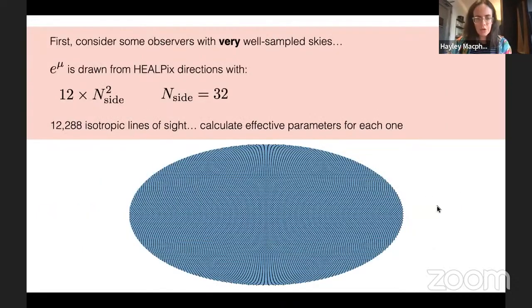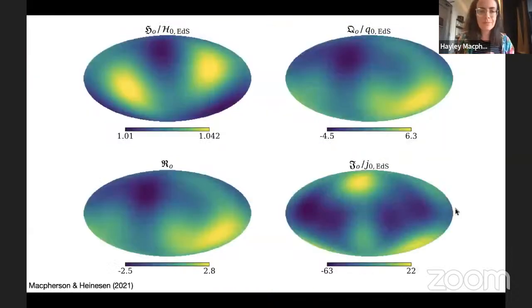The first thing I'll show you is some observers with extremely well-sampled skies. This is where all of their lines of sight are drawn from HEALPix directions with N_side equal to 32, so you end up with just under 12,500 isotropic lines of sight. Each one of these points is an individual line of sight. We calculate the parameter for each one of these, and then we can look at a smooth all-sky map of the anisotropic contribution to these parameters.